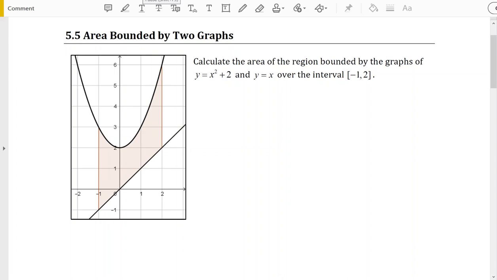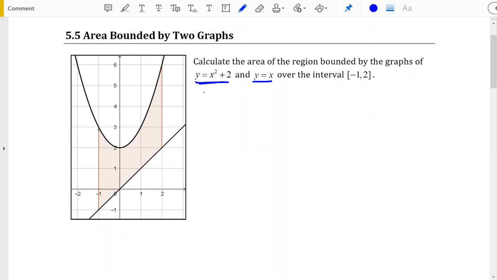In this video, we're going to talk about the area between two different graphs. So we're looking at a graph of a parabola, y equals x squared plus 2, and the line y equals x. And we see a shaded region that goes from -1 to 2.